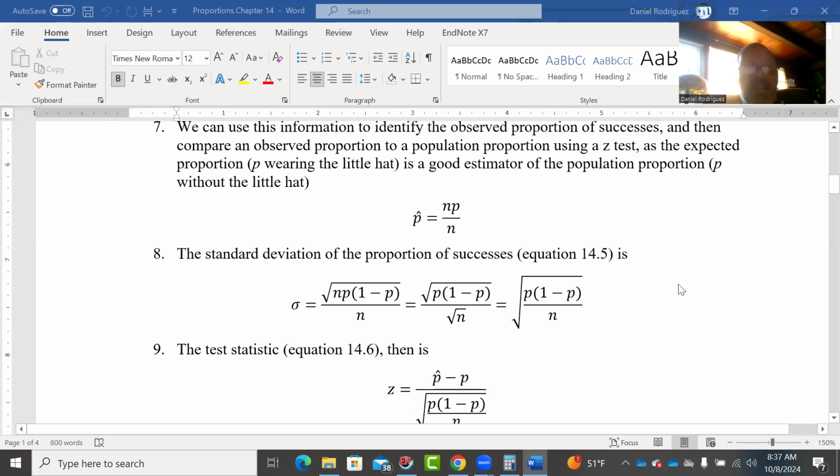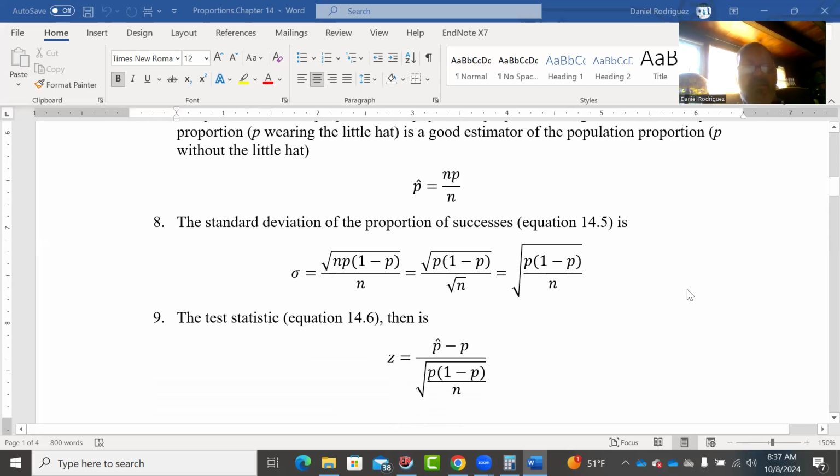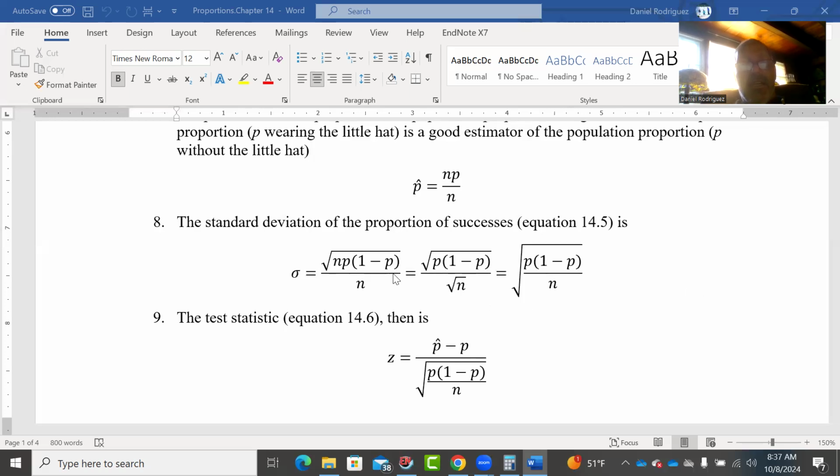All right, the standard deviation for the proportion of successes, here is sigma sub p-hat, is the square root of np times 1 minus p, divided by n. And then we can play around with this a little bit and reduce it to the square root of p times 1 minus p, divided by n.